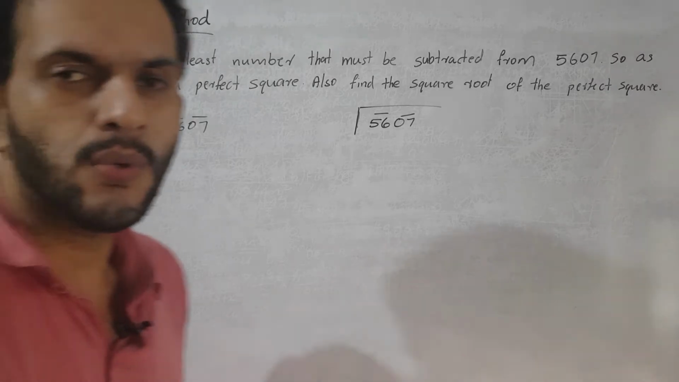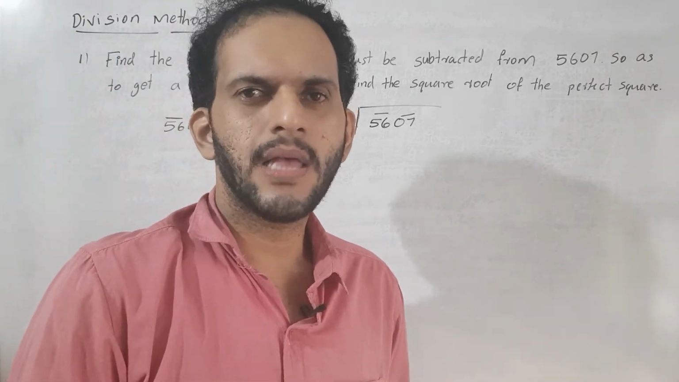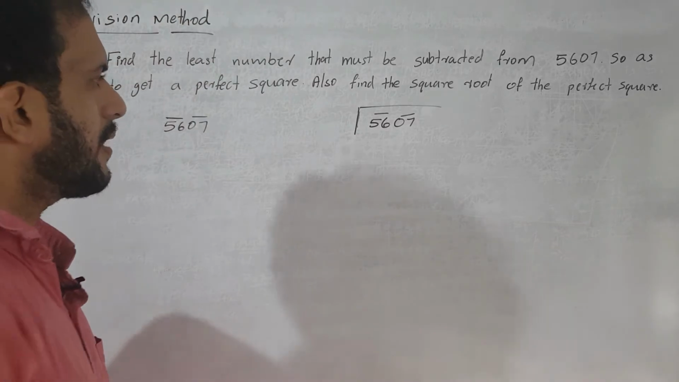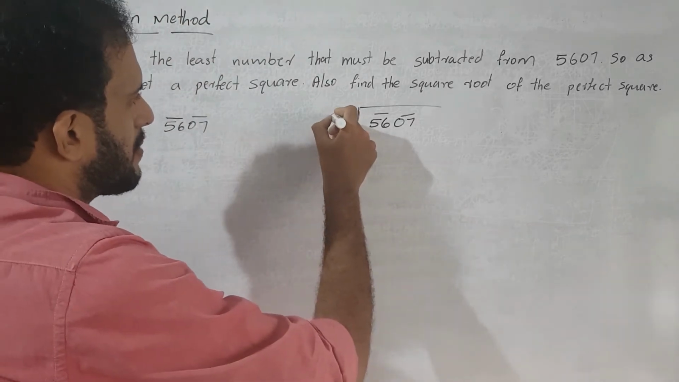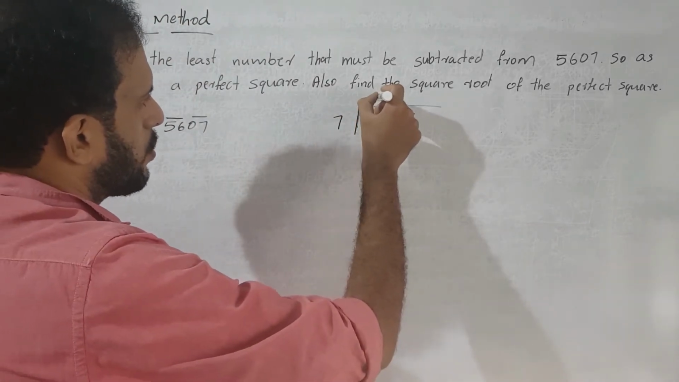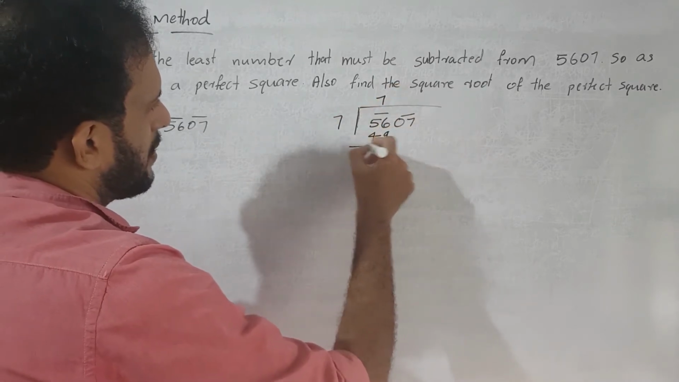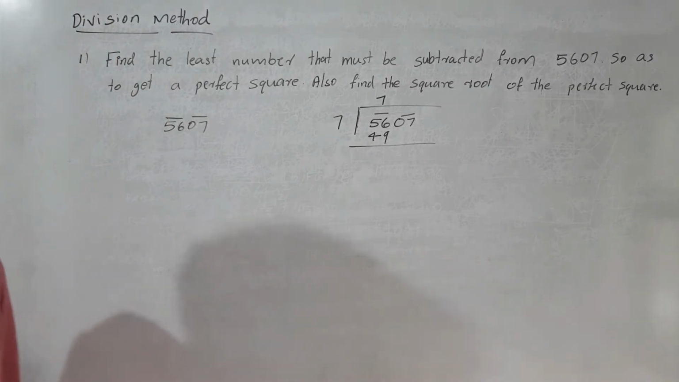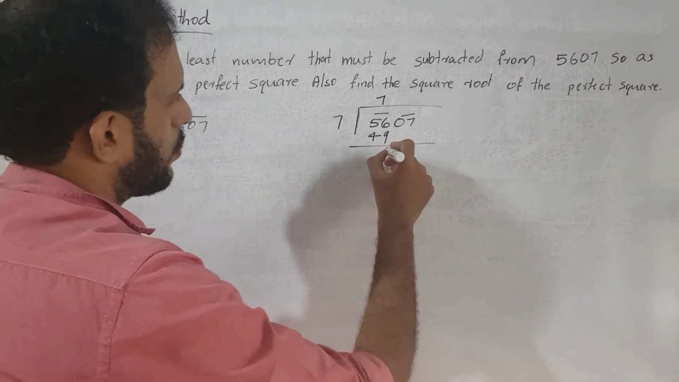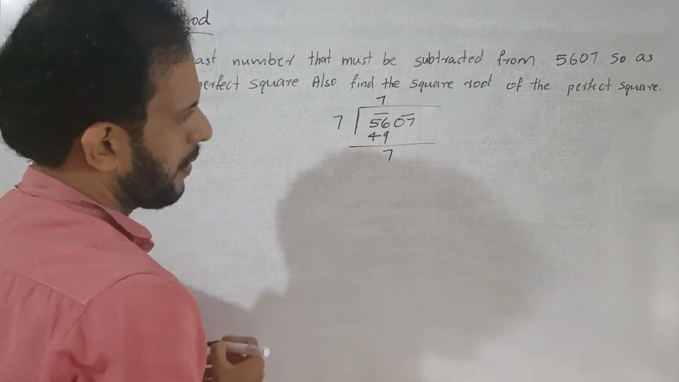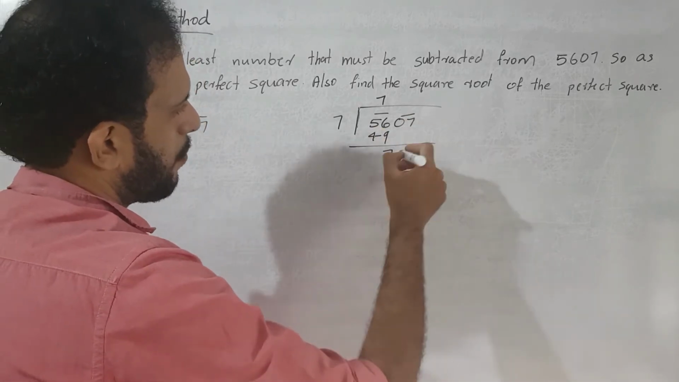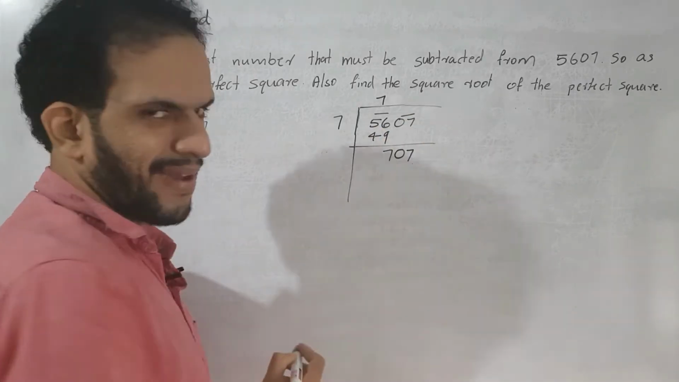Correct. Then first we choose a number whose square is less than 56. Then whose square? That is very clear. This number is 7. So the quotient is also 7. 7 into 7, 49. Then 56 minus 49. What is 56 minus 49? Yes, 56 minus 49 is equal to 7. Correct. Then we put down 07.